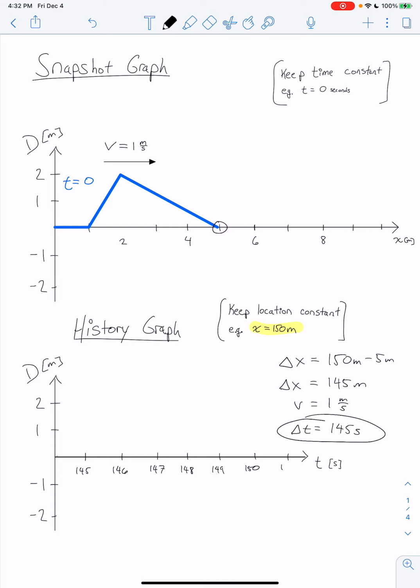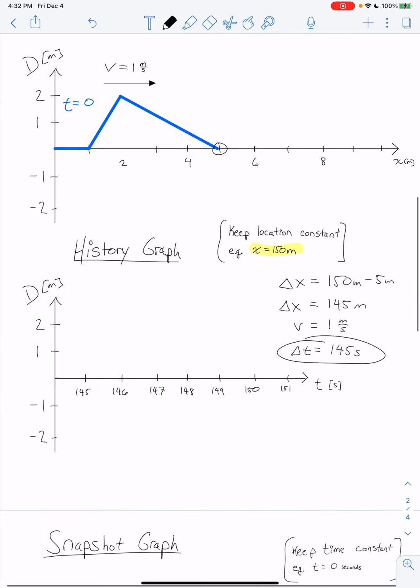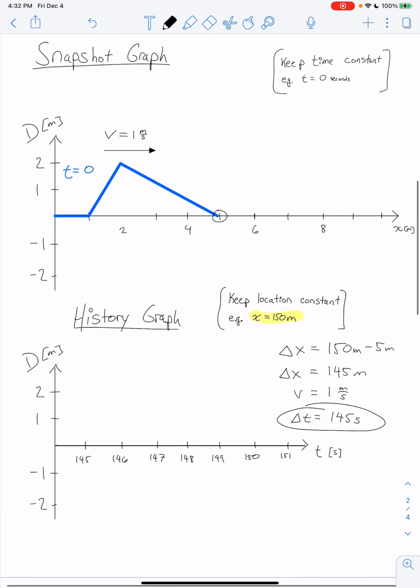Okay, I better zoom in to draw my 5s legibly. Okay, so here's a sensible axis label. So what's actually happening at 145? Well, the wave is just arriving, so nothing's happening yet.